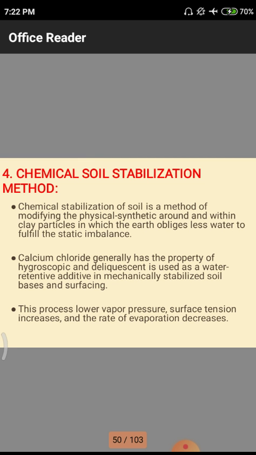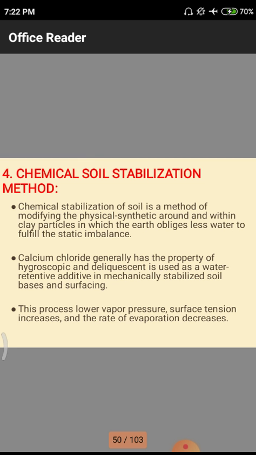Surface tension increases means, whatever the water content decreases, automatically surface tension increases, and the rate of evaporation decreases. Rate of evaporation means normally if water is present on the top layer of the earth, automatically due to the sun's radiation the water content will be evaporated. Why? In this particular case we are using calcium chloride as a top layer. Automatically this calcium chloride will not allow water content, so this evaporation also decreases. Why? Because there is no water content due to the presence of calcium chloride.